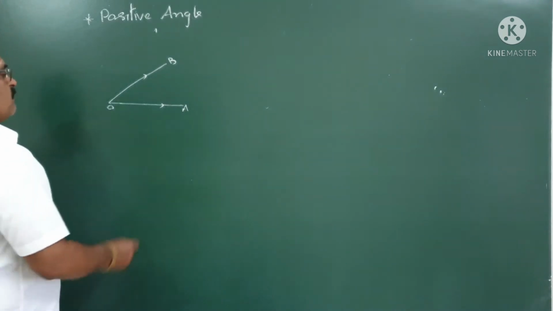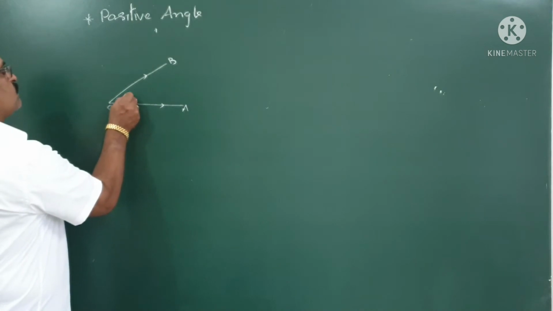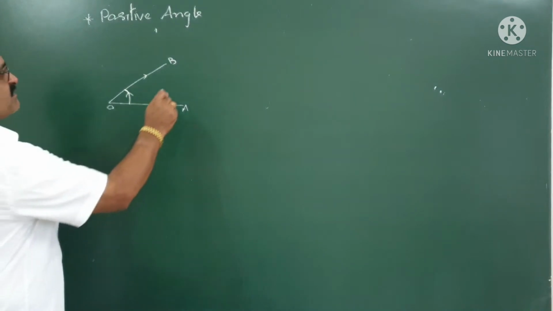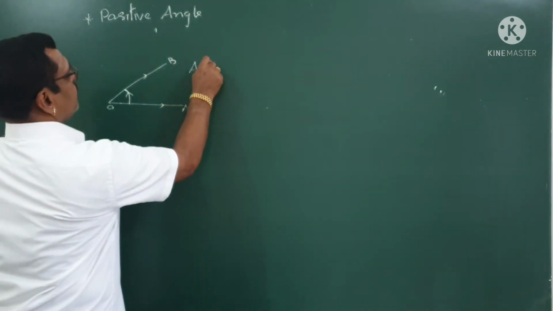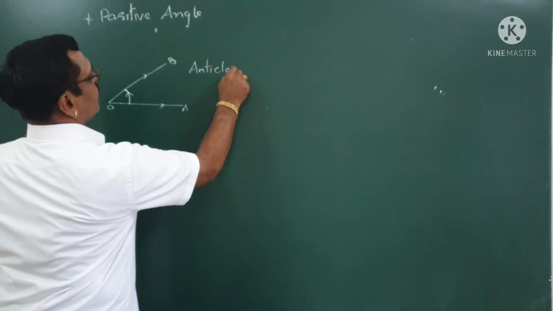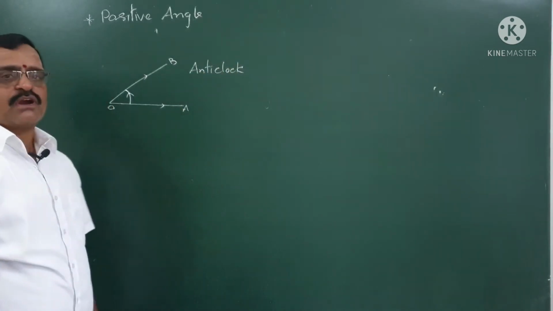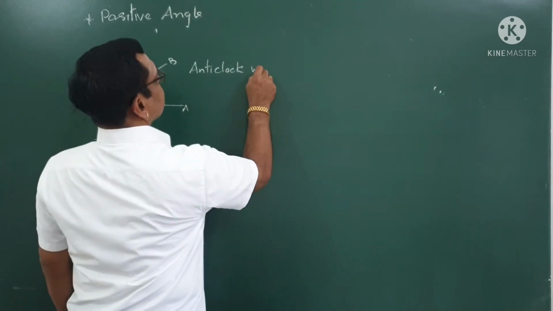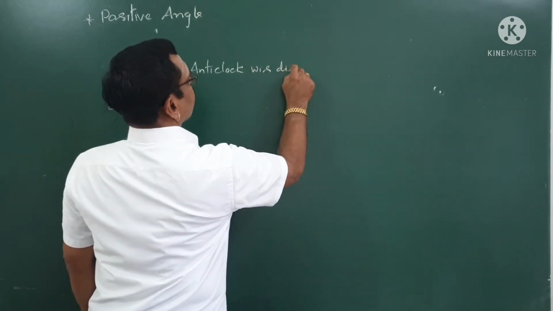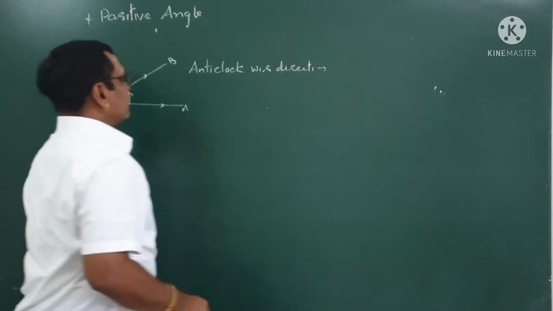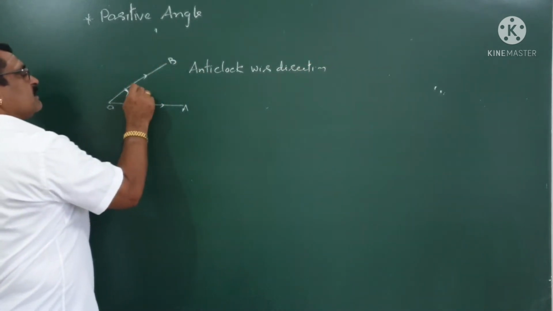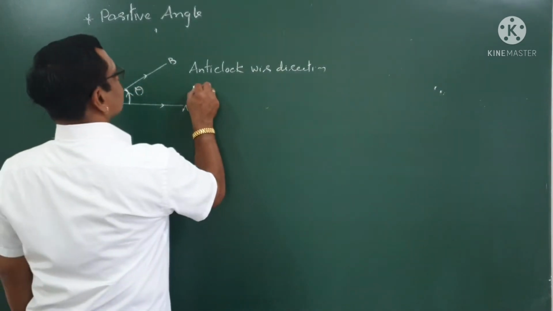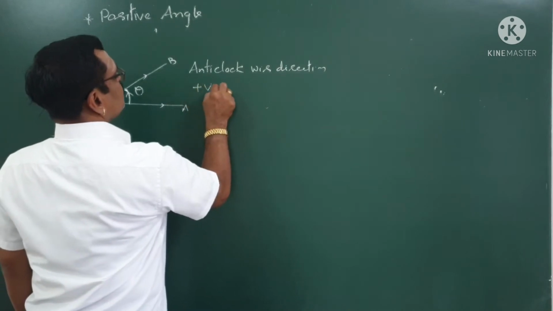Now suppose my OA is rotating to OB in an anti-clockwise direction. Anti-clockwise direction means, as you know very well, the opposite of how the hands of the clock move. Then this angle is called a positive angle.